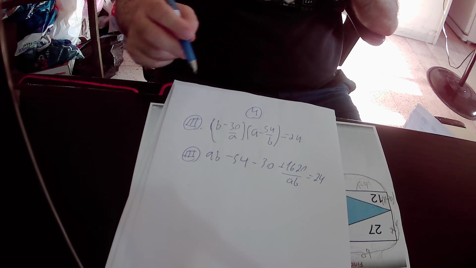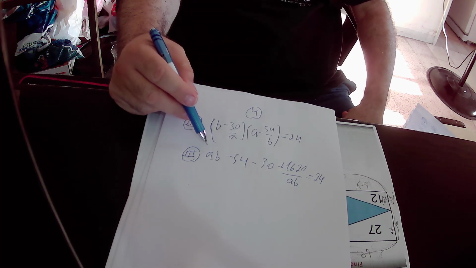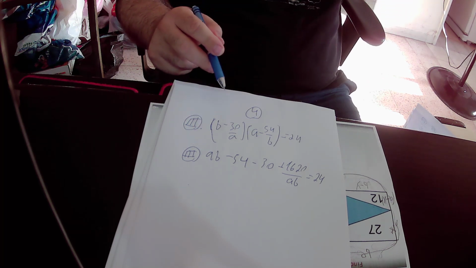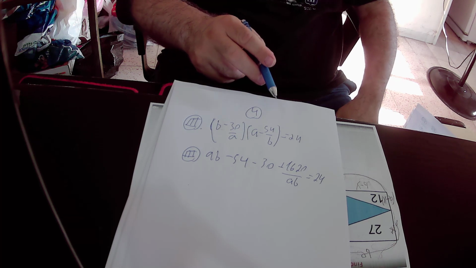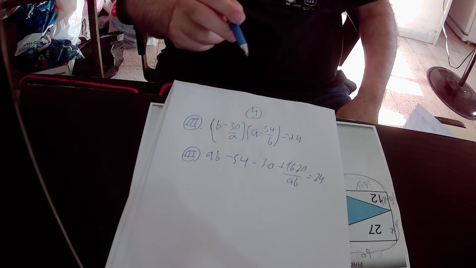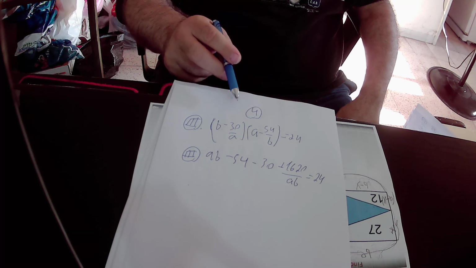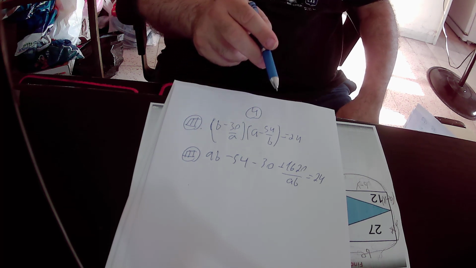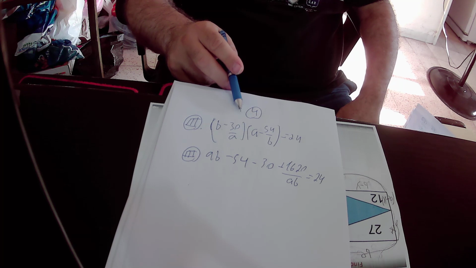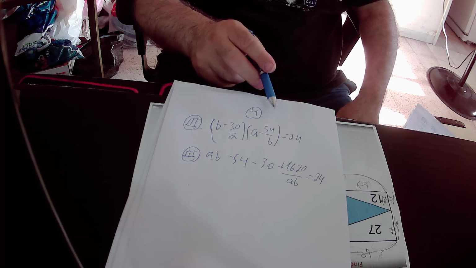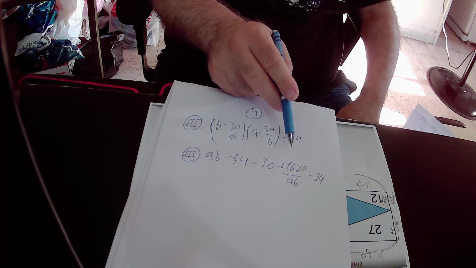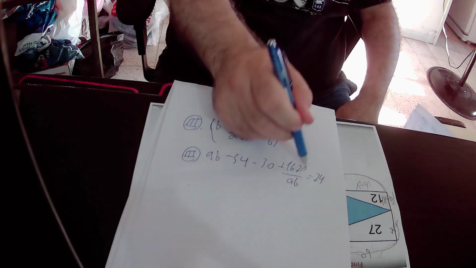B times a is ba or ab, it is the same. Then b times negative 54 over b is negative 54. Then negative 30 over a times a is negative 30. And negative 30 over a times negative 54 over b equals positive 1620 over ab.